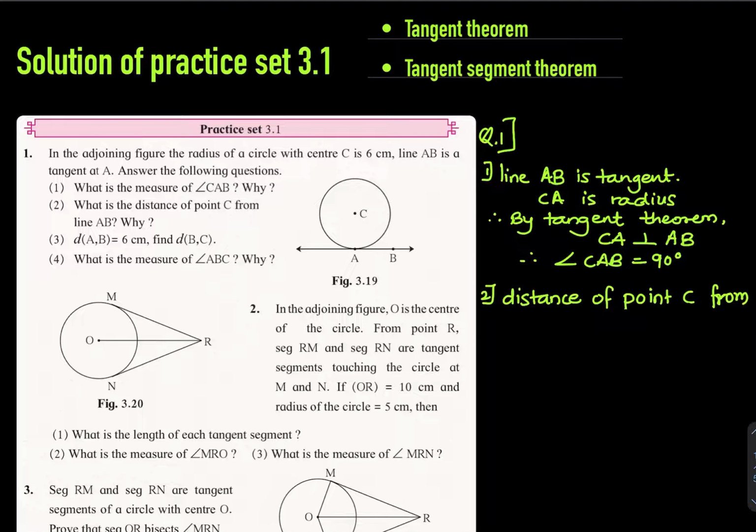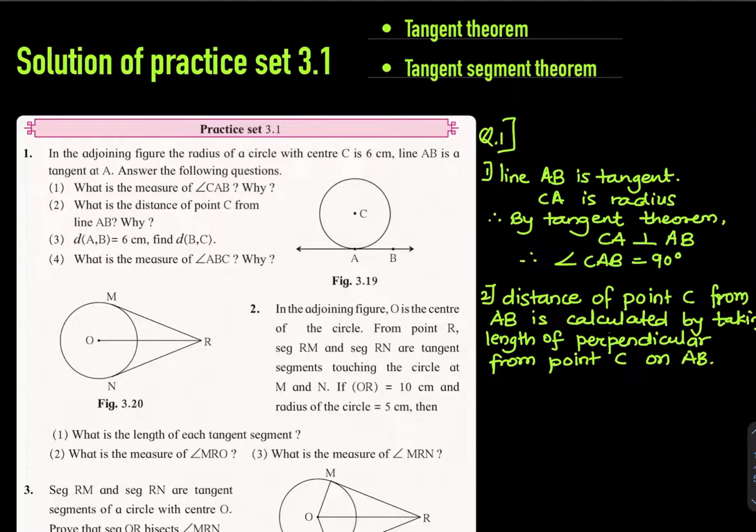Then for the second, what is the distance of point C from line AB and why? The distance of point C from line AB is calculated by taking the length of the perpendicular from point C on AB. As CA is perpendicular to AB, the distance will be the radius, which is 6 cm.